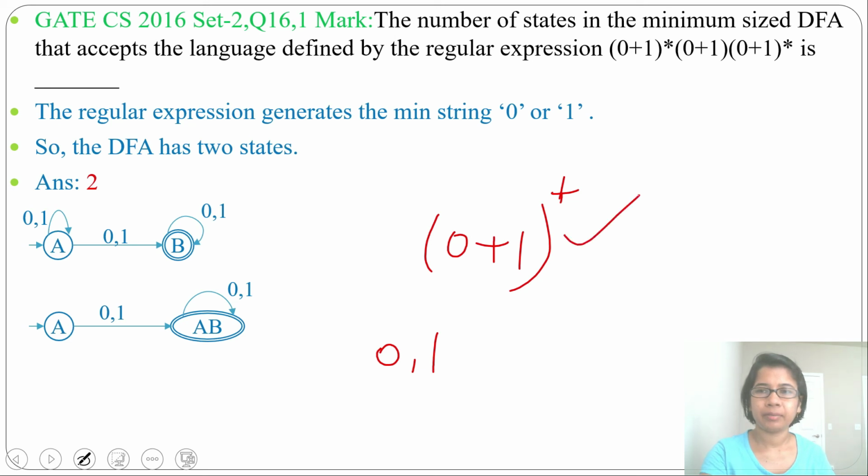If you identify that this is equal to (0+1)+, the positive closure, and the DFA for (0+1)+ will be this, you can easily find that the number of states in the DFA is 2. You don't need to design an NFA and then convert the NFA to a DFA.